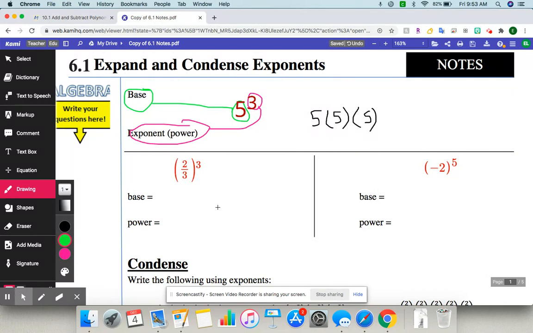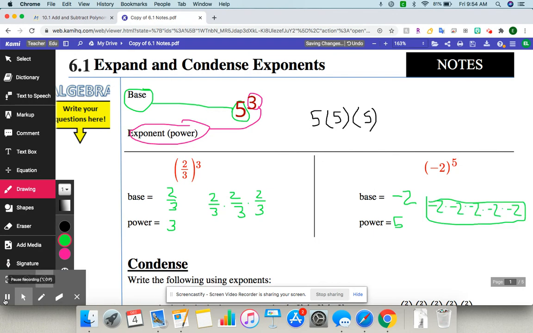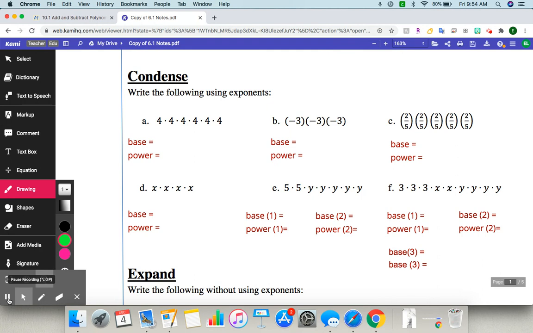So in the next example, 2/3 to the third power, our base is 2/3. Our power is 3. So that would just simply be 3 factors of 2/3. In the next example, our base is -2 and power of 5, and that's 5 factors of -2. Oftentimes we use exponents to condense expressions.